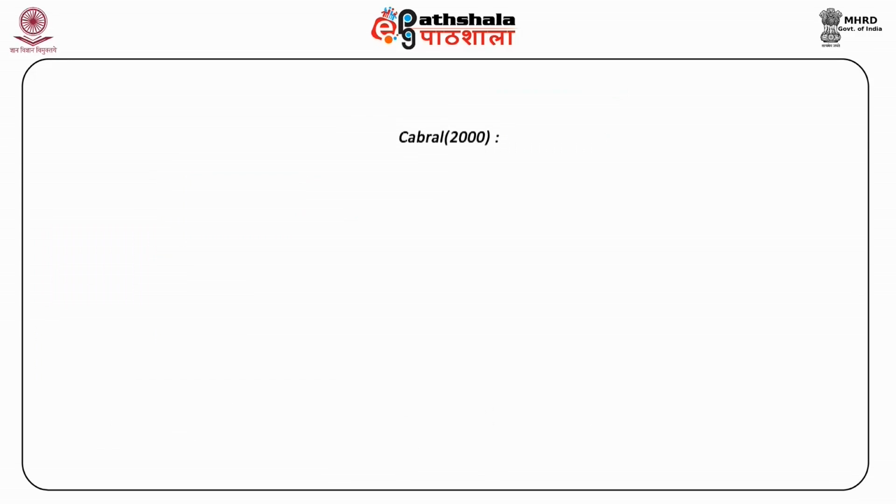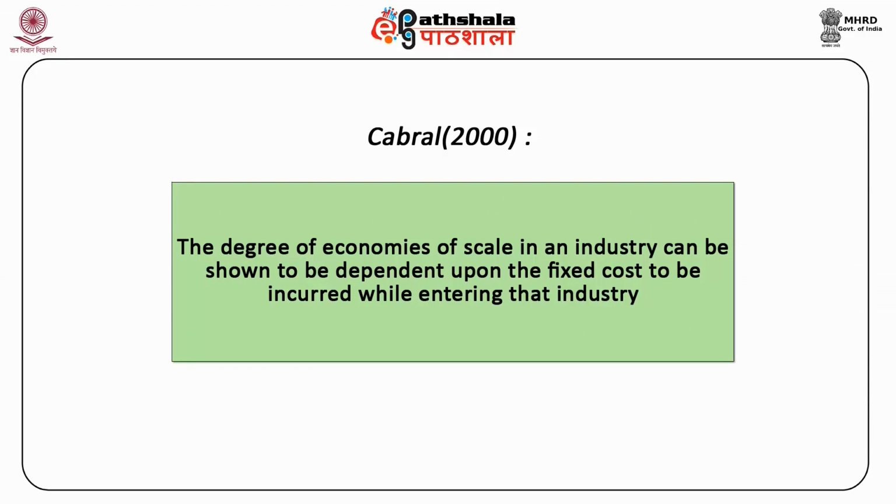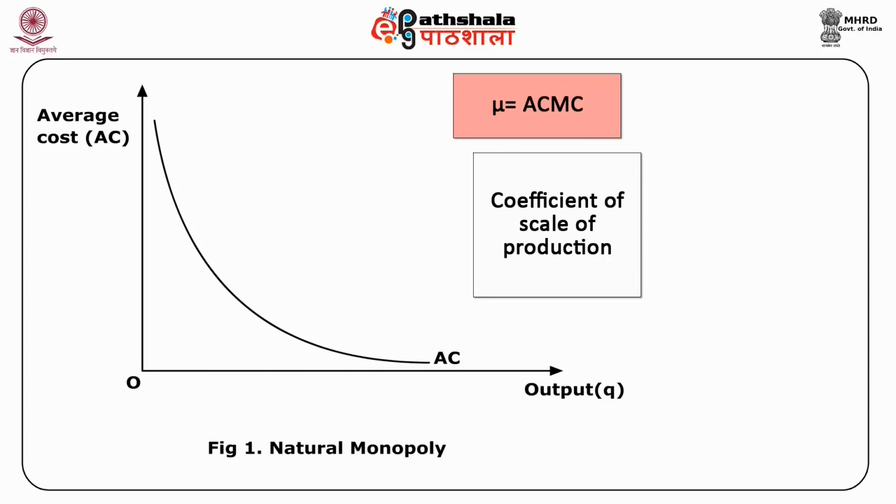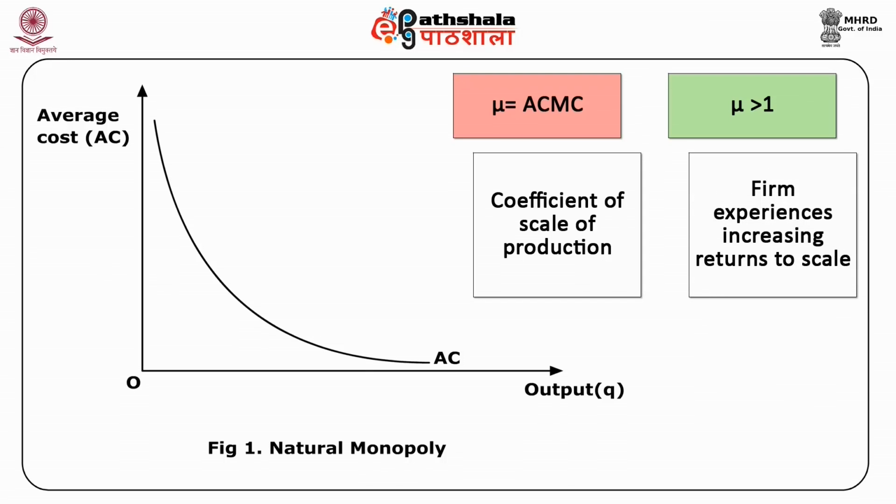Cabral in 2000 has shown that the degree of economies of scale in an industry can be shown to be dependent upon the fixed costs to be incurred while entering that industry. Defining mu equal to AC upon MC as the coefficient of scale of production, it can be shown that for mu greater than 1, a firm experiences increasing returns to scale.